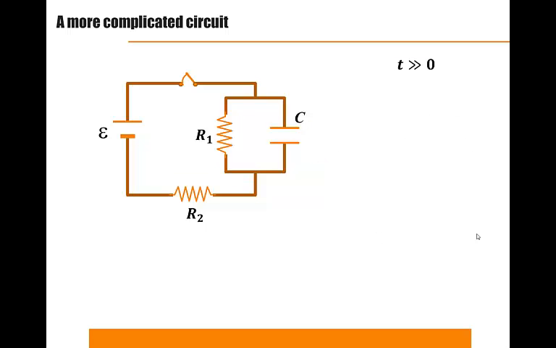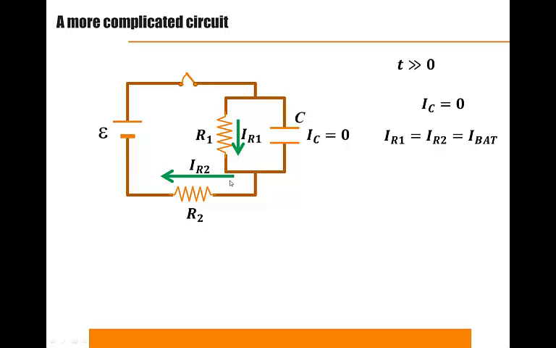Now, what happens a long time after the switch is closed? A long time after the switch is closed means that the current through the capacitor is zero. There is no current through. Why? Because the capacitor is fully charged. So all the current is going through R1 and then through R2. So there is nothing through the capacitor. That's important. So when you say the capacitor is fully charged, it is because there is no current through the capacitor. Now, the current through the capacitor is zero. That means that the current through R1 is equal to the current through R2, equal to the current through the battery.